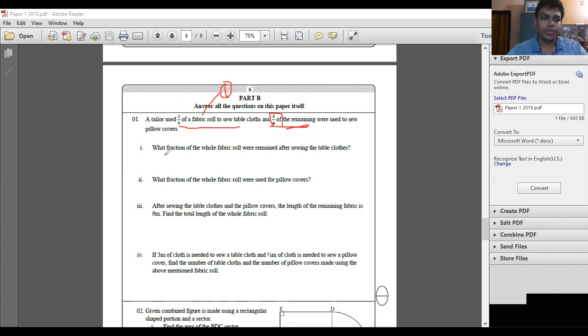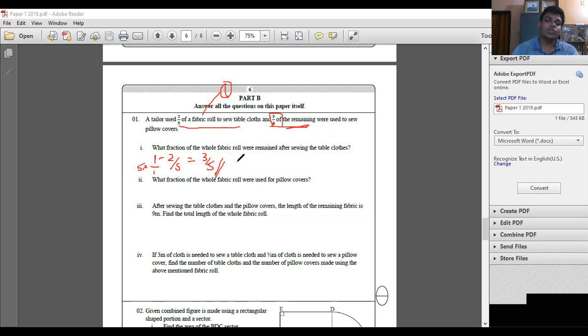Out of the whole unit, 2/5 of the whole unit has been used. So 1 minus 2/5 of the fabric roll will give you the remaining fabric roll after sewing the tablecloths. That's the first step. So we have to make the denominators equal. When you're making the denominators equal, multiply by 5. Multiply both the numerator and the denominator by 5. That means 5 minus 2 will give you 3. 3 over 5 will be your answer. That is the fraction of the whole fabric roll that will remain after sewing the tablecloths.